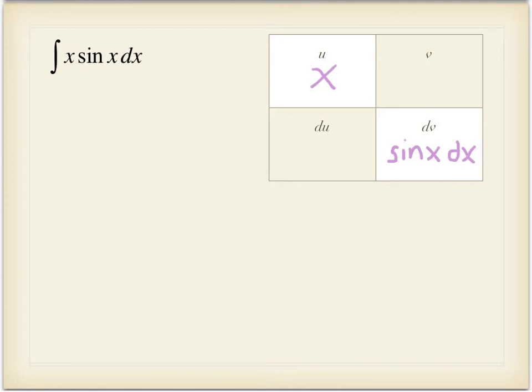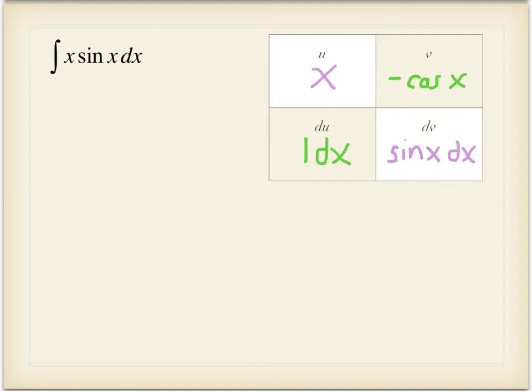Now I just use my integration rules here and my derivative rules to find the rest of it. If u is x, du will just be 1 dx once again. And if my dv is the sine of x, well, what function gives a derivative of sine? Well, it has to be negative cosine, I believe, right? Derivative of cosine is negative sine, so that has to be negative in order to do that.